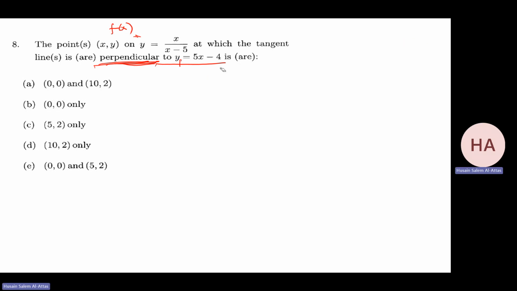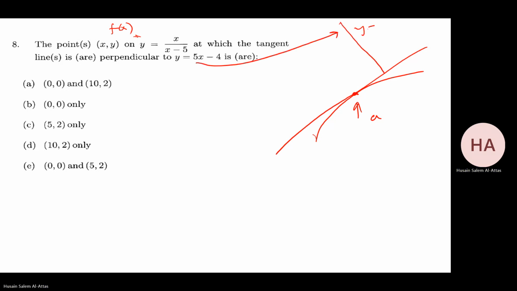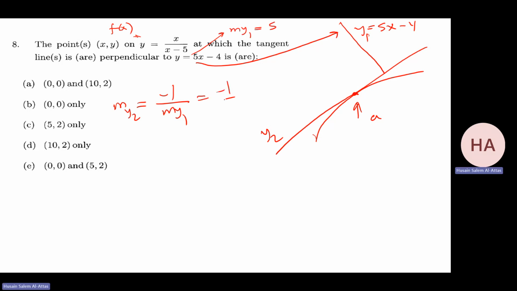And what we have, let me just draw what we have. We have a function, who cares, and we have a tangent line at a point a. We don't know what a is; we're looking for this a. But I know that there is a line perpendicular to this tangent line. This is my line. So if you call this y1, call the tangent line y2. So you know that the slope of y2 is minus 1 over the slope of y1. And what is the slope of y1? It is 5. So this is minus 1 over 5.